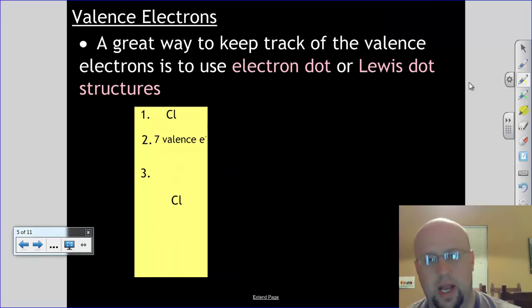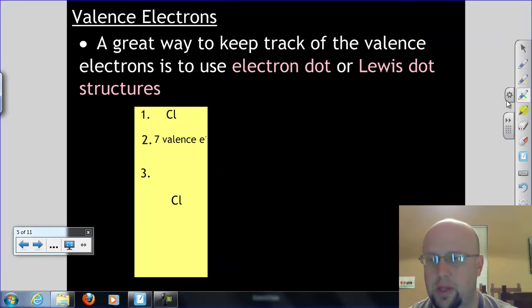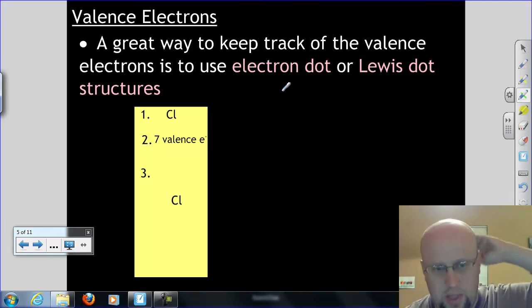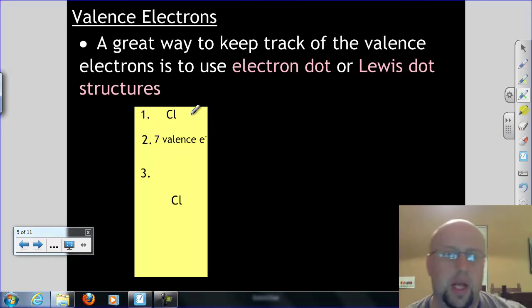Now, a good way to keep track of this is something that we call Lewis dot structures. And you may have done these in biology or maybe even in physical science. They're pretty easy to get to, and here's the way that we do it. The first thing you do is you write down the symbol of the element, so we're going to do chlorine. Okay? You find out how many valence electrons it has.